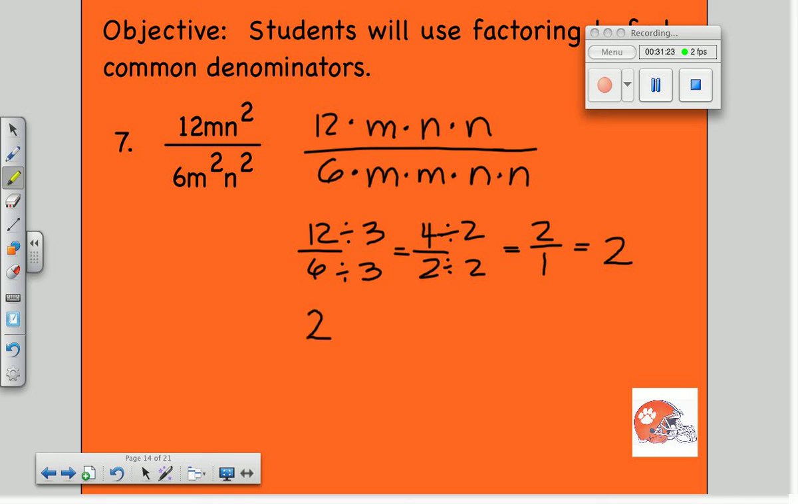And now let's cross off our variables. We have an m and an m. We have an n and an n. We have another n and another n. So on top here, nothing left. So just 2. And on the bottom, we have m. So we're going to put this over m. 2 over m.